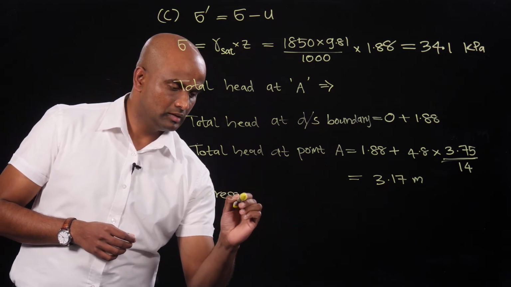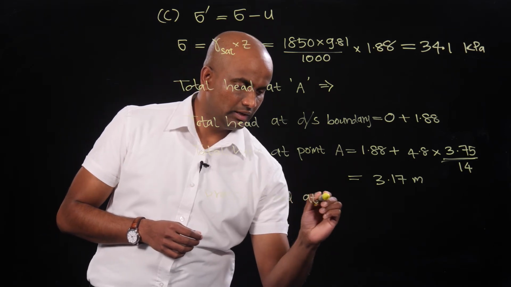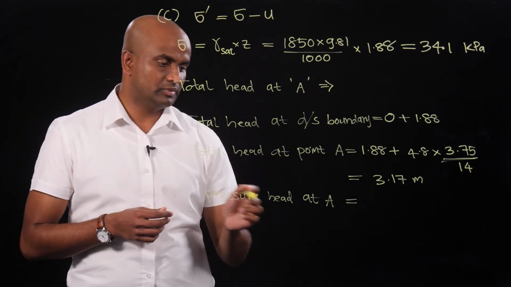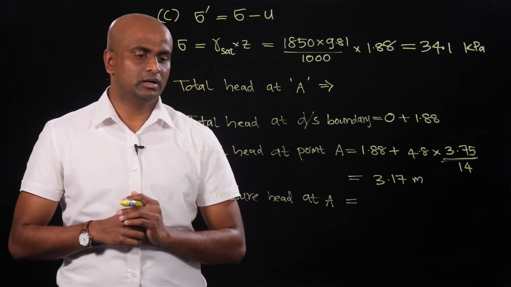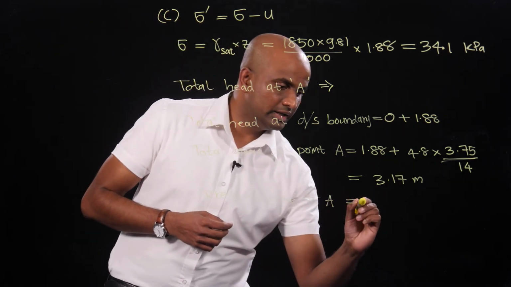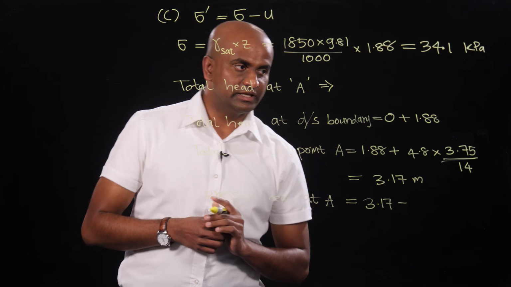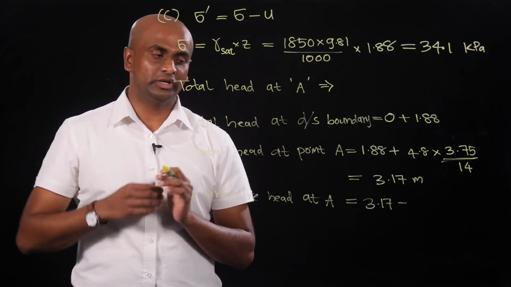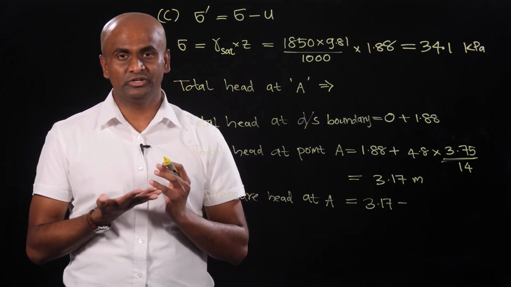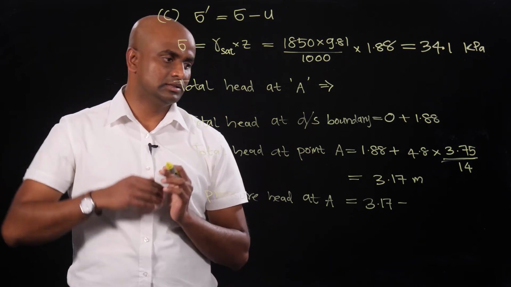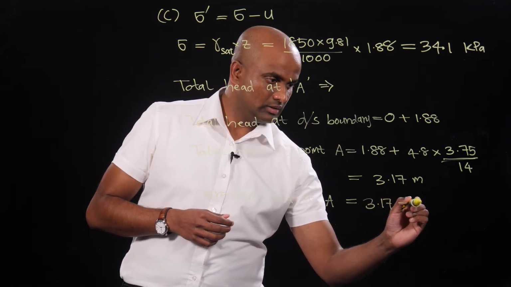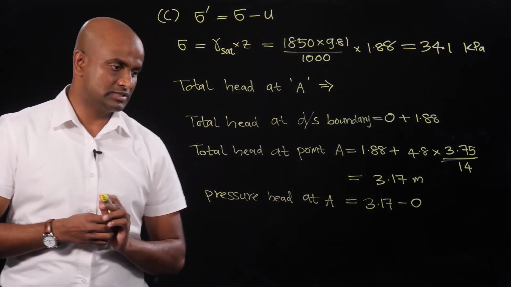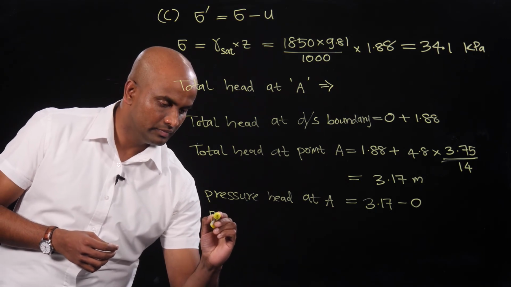Now you can calculate the pressure head at A. The total head comprises the pressure head plus the elevation head. Therefore the pressure head is the total head minus the elevation head. So the total head is 3.17 minus the elevation head. Remember, I used the datum as the horizontal level that goes through point A. So at point A the elevation head is 0 because it coincides with the datum. So your pressure head is 3.17. Once you know the pressure head, you can calculate the pore water pressure.